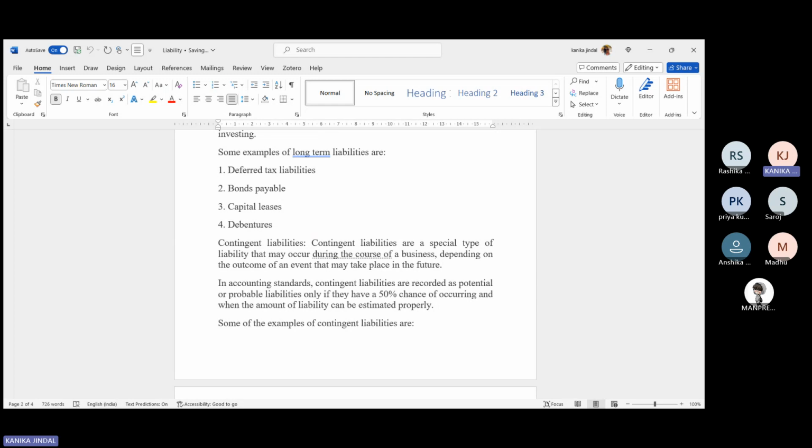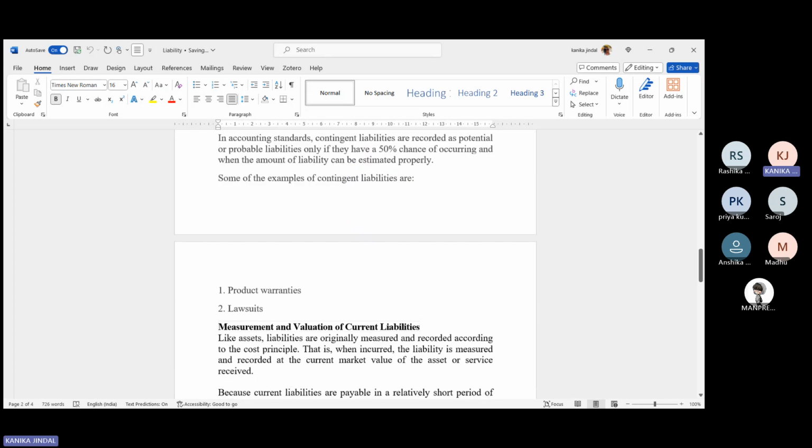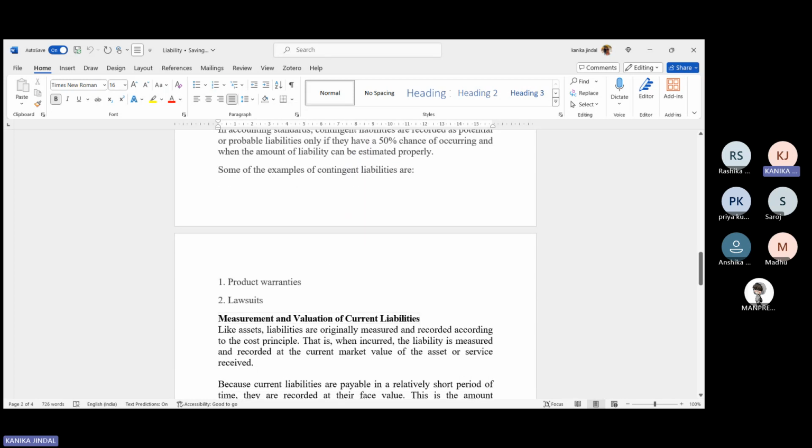In accounting standards, contingent liabilities are recorded as potential or probable liabilities only if they have a 50% chance of occurring and when the amount of liability can be estimated properly. So in accounting standards, contingent liability is recorded only when there is a 50% chance of that liability occurring and when the amount can be estimated properly. Now, a few examples of contingent liabilities are lawsuits, product warranties, etc.